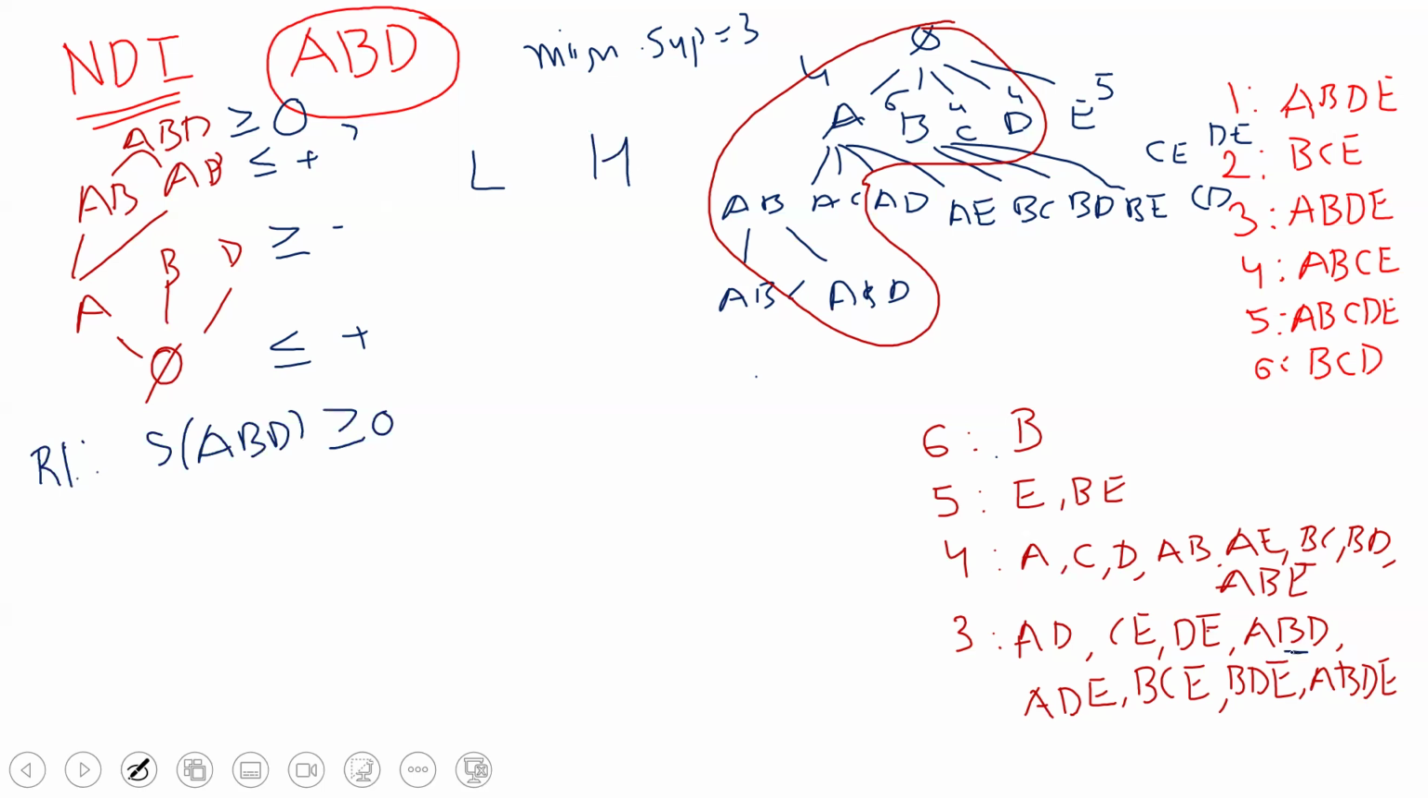Support of ABD is 3. So on the left hand side I have 3, on the right hand side I have 0. Support on the right side is greater than or equal to 0, so it becomes 0. Now I'll derive the second rule.